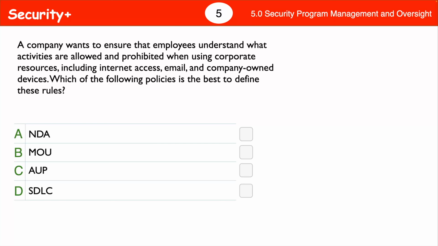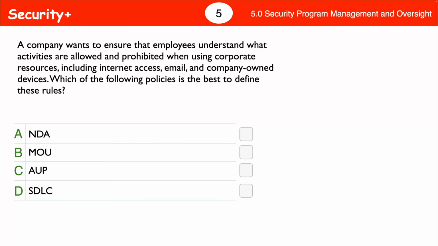Question 5. A company wants to ensure that employees understand what activities are allowed and prohibited when using corporate resources, including internet access, email, and company-owned devices. Which of the following policies is the best to define these rules? A, NDA, B, MOU, C, AUP, or D, SDLC.